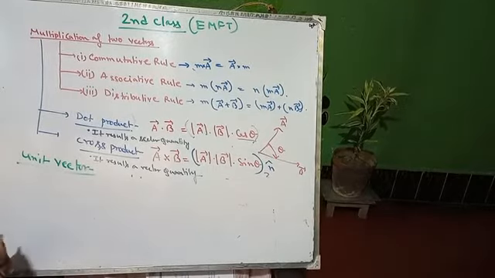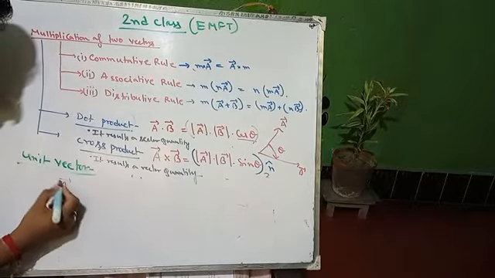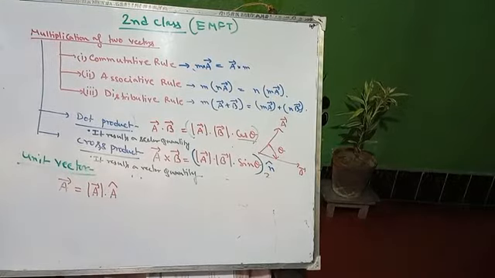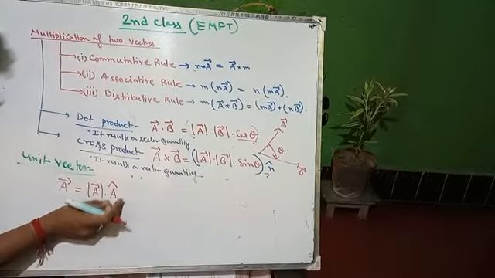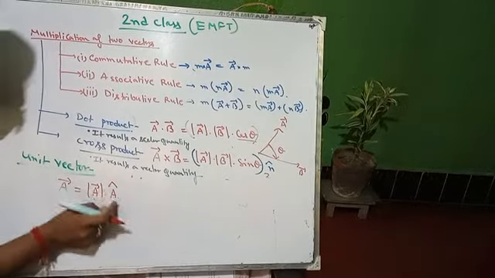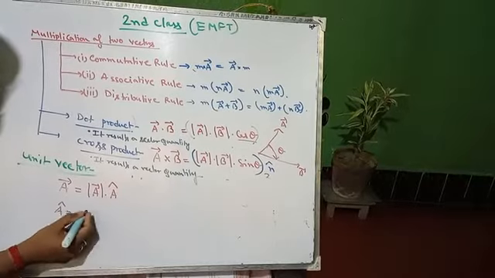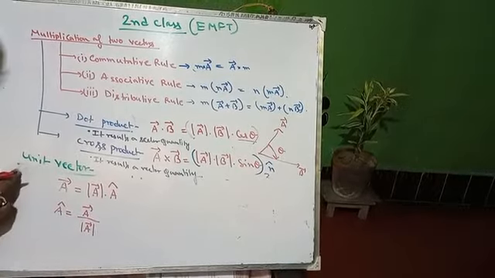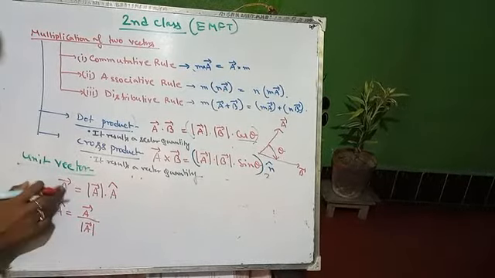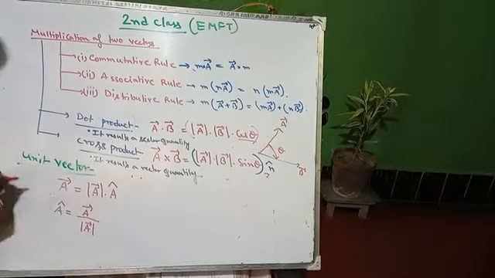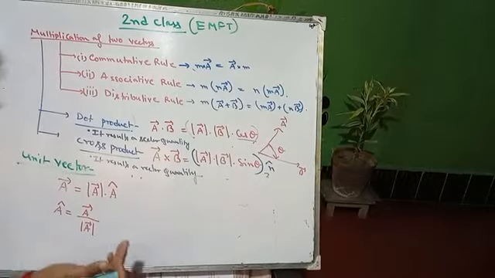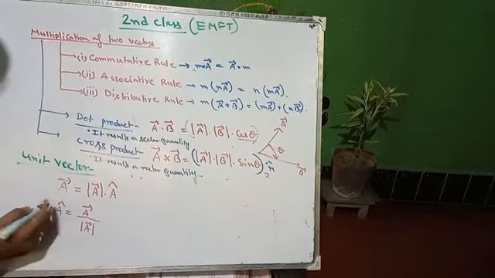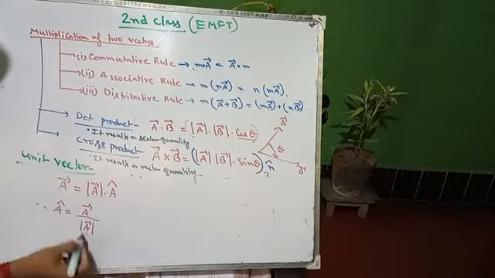Any vector, suppose I consider a vector A, can be represented by the modulus of A and the direction of A. This is the modulus of A, and A cap means the direction of A, which is nothing but the unit vector. So A cap is defined as vector A divided by modulus of A. Let us consider vector A equals modulus of A into A cap. Therefore A cap equals vector A divided by modulus of A.